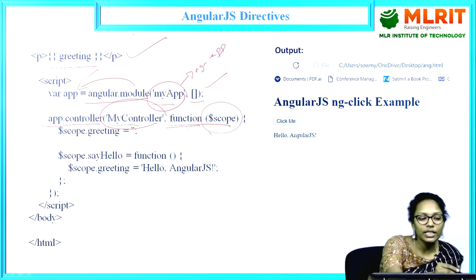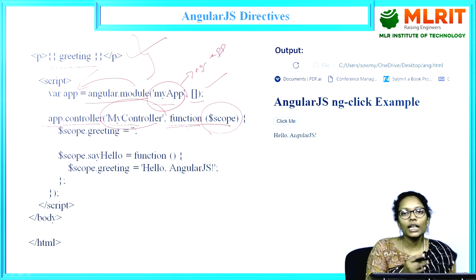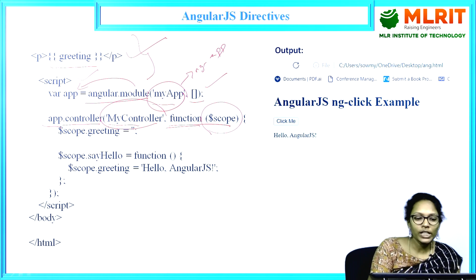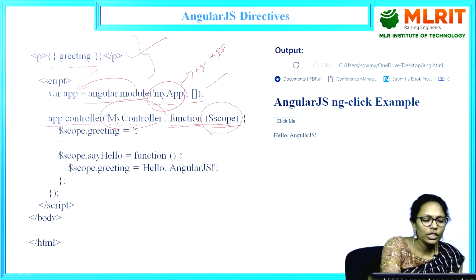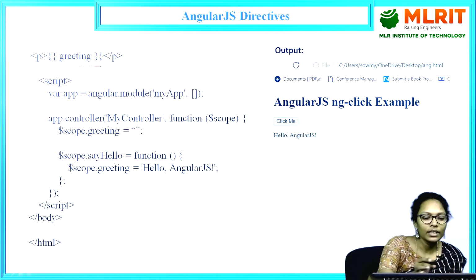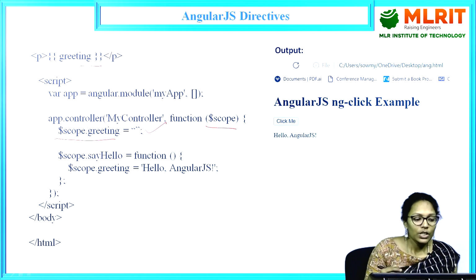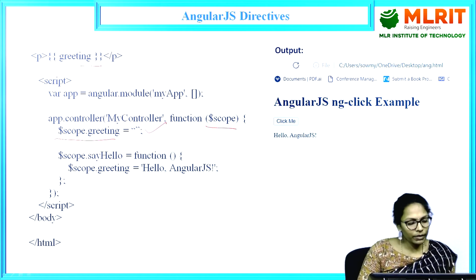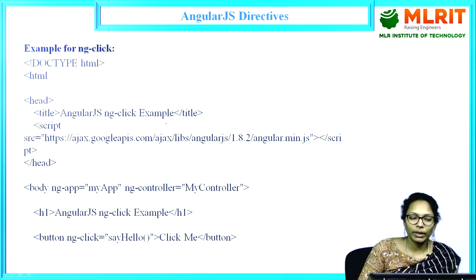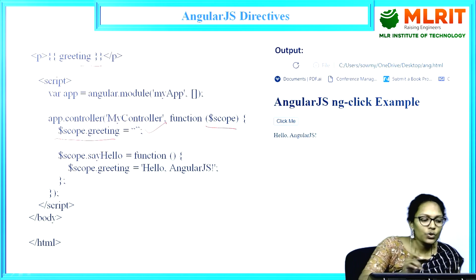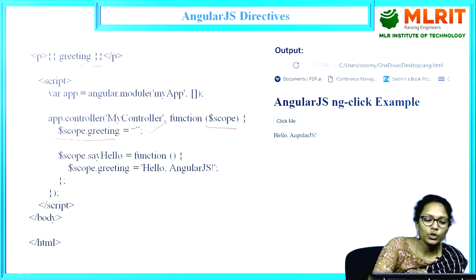In this division in AngularJS, I have a variable, greeting, that I want to initialize here. How can I access that? $scope.greeting. Initially it is empty. Now we have a function that we called whenever we click on the Click me button. What is that function name? sayHello. How can I access that function? Using the same parameter, $scope.sayHello.